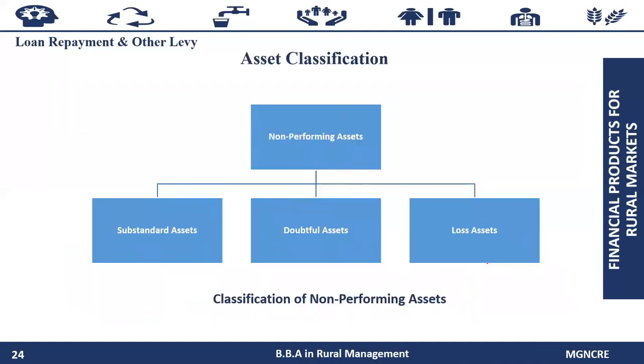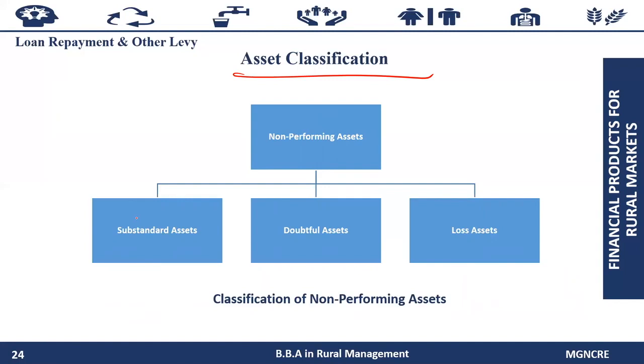So in asset classification, non-performing assets are classified into 3 different segments. Asset classification is required for banks to classify NPAs into 3 categories based on the period during which the asset has remained non-performing and the realizability of dues.